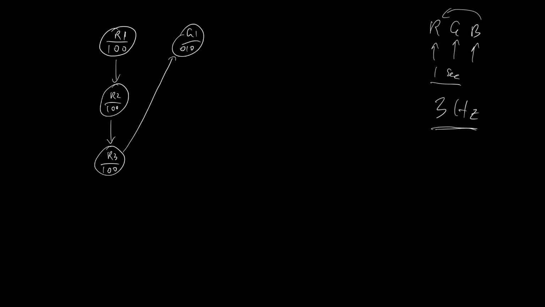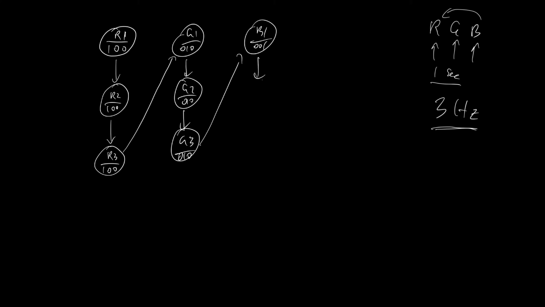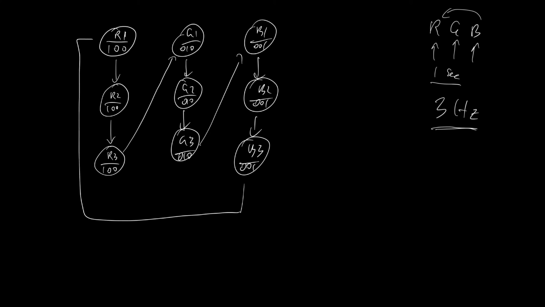Once my red light's been on for 3 cycles, I then go to the green 1 state where my green light is on, and similarly green 2, 0, 1, 0, and green 3, 0, 1, 0. Finally, you should be able to guess that I go to B1 with 0, 0, 1, B2 with 0, 0, 1, and B3 with 0, 0, 1. And then after this, I simply go all the way back here again.